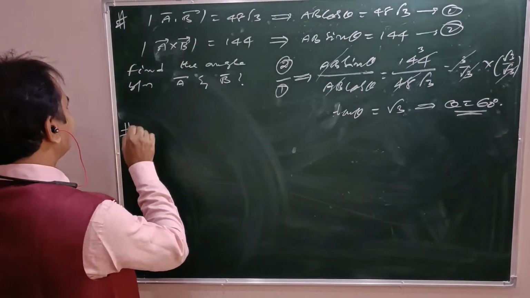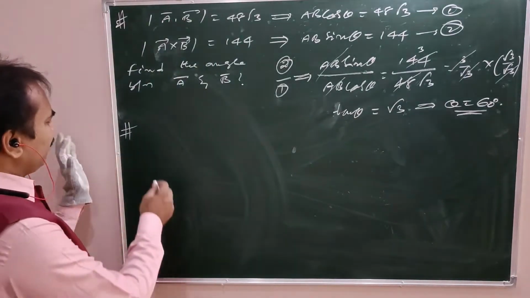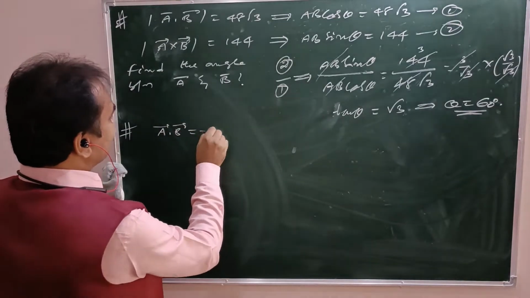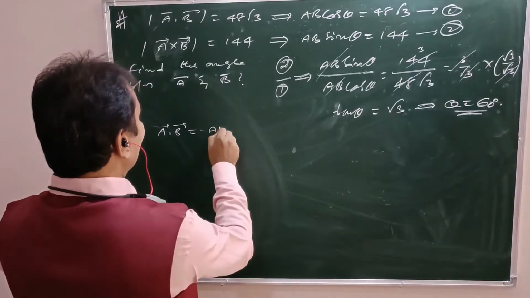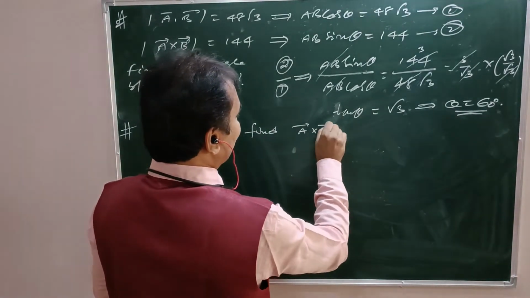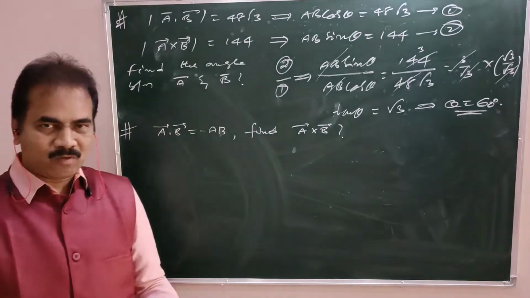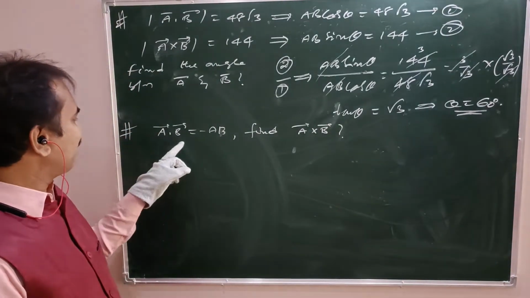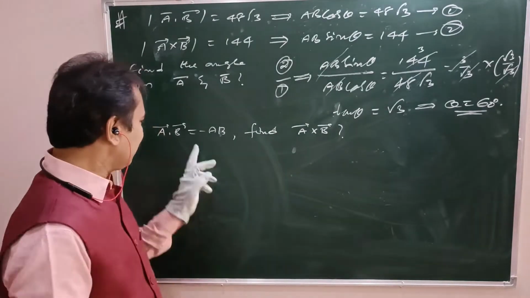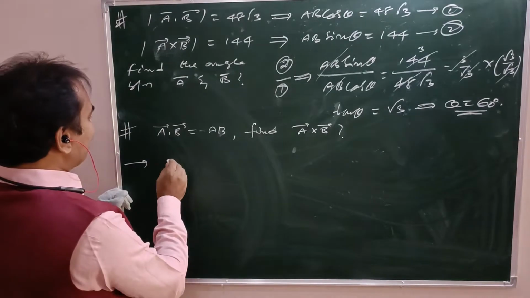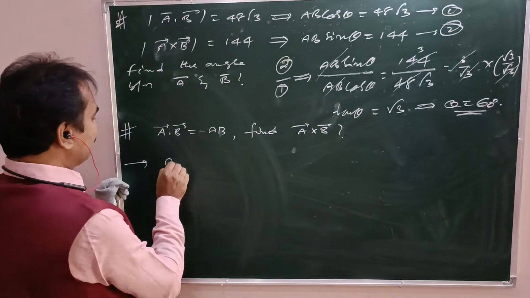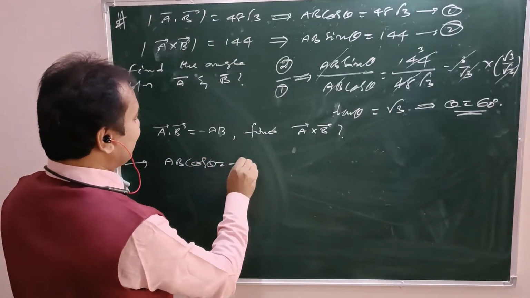Next one. Suppose A bar dot B bar equal to minus AB. Find A bar cross B bar. See, A bar and B bar are two vectors and we are given that A bar dot B bar equal to minus AB. Now you are asked to determine A bar cross B bar. A bar dot B bar means by definition itself AB cos theta. So AB cos theta equal to minus AB.